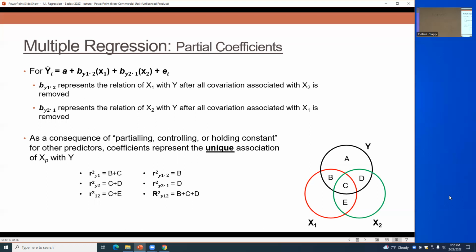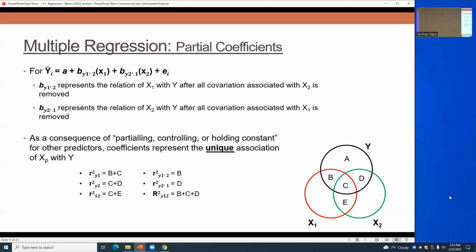Same thing, if I take the correlation of Y with X2, I square that, that's going to give me an estimate of the shared variability of X2 with Y. It's going to give me sections C and D here. That's the overlap. If I square the correlation of X1 and X2, that's going to give me C and D. That's the overlap between my two predictors, right?